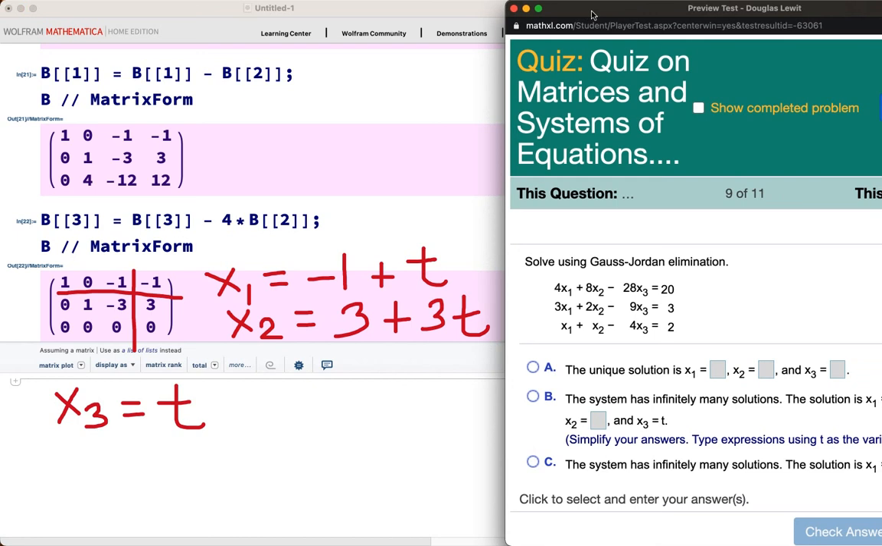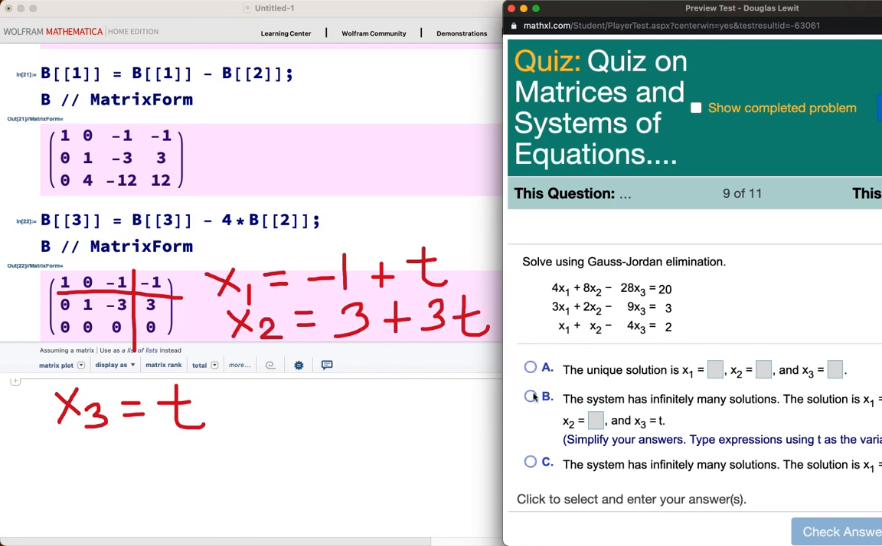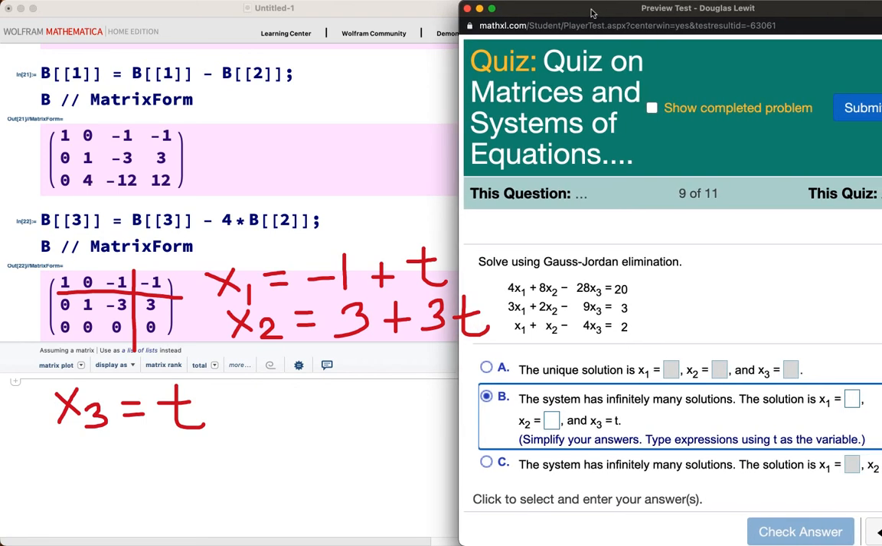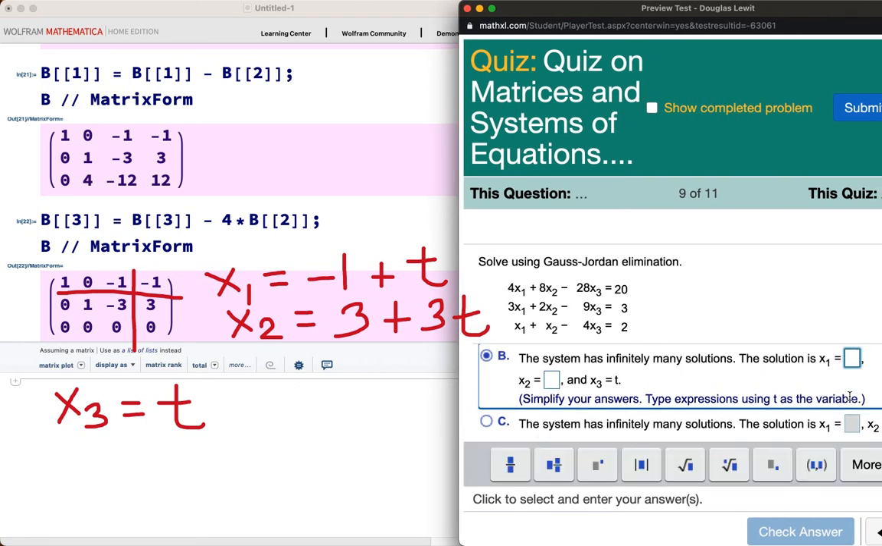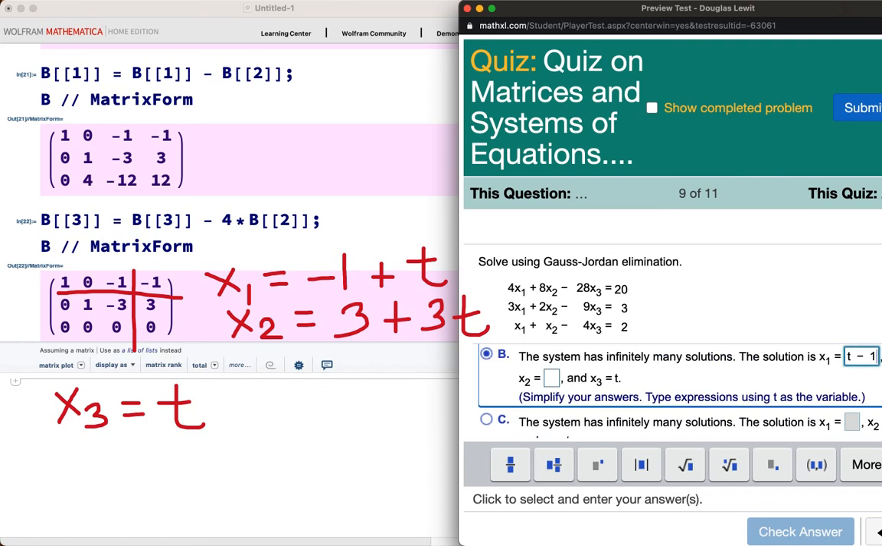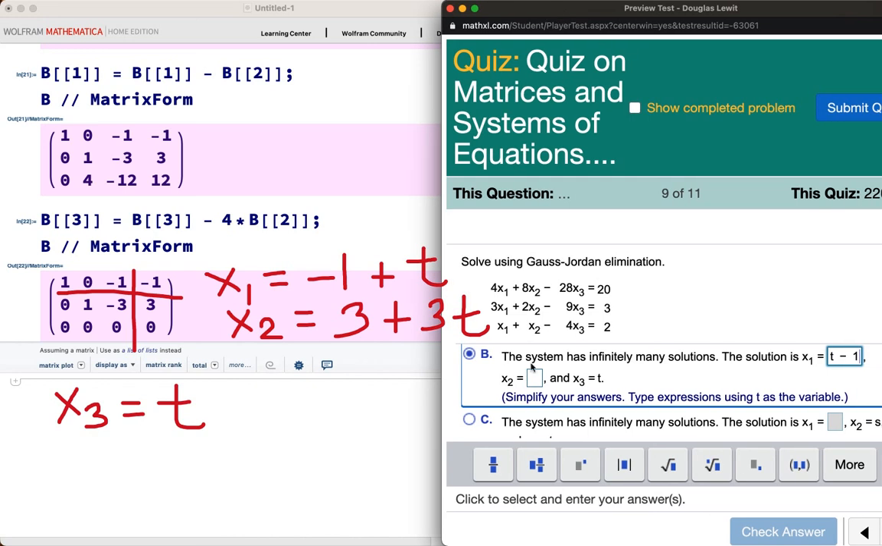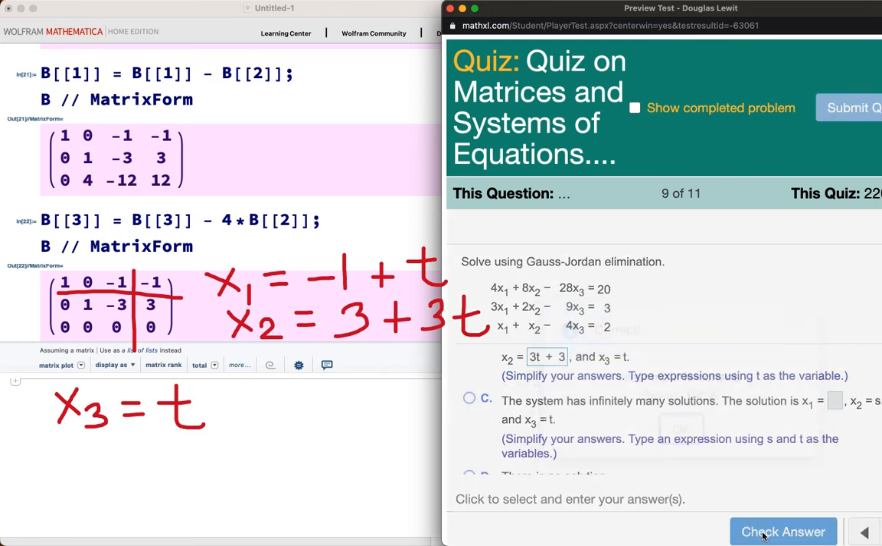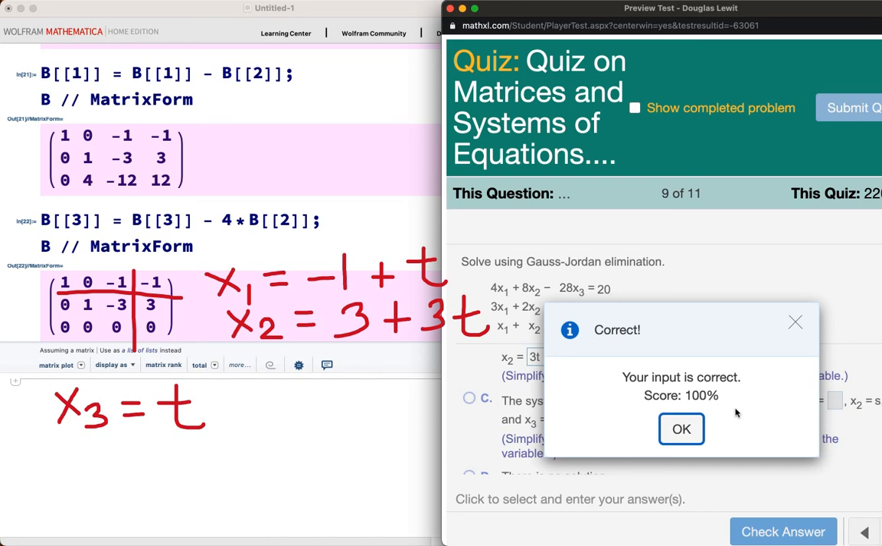So let me see here. The system has infinitely many solutions. The solution is x1 is t minus 1, or negative 1 plus t, which is the same thing. x2 is 3t plus 3, and x3 is t. Your input is correct, score 100%.